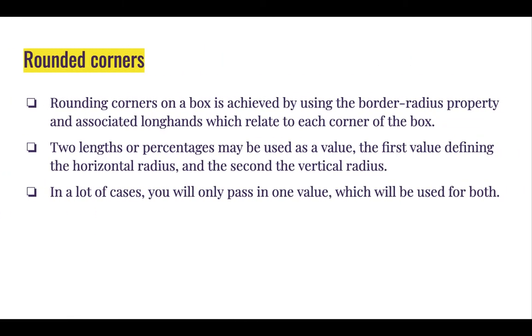Rounded corners. Rounding corners on a box is achieved by using the border radius property and associated longhands which relate to each other on the box. Two lengths or percentages may be used as a value, the first value defining the horizontal radius and the second the vertical radius. In a lot of cases, you will only pass in one value which will be used for both.